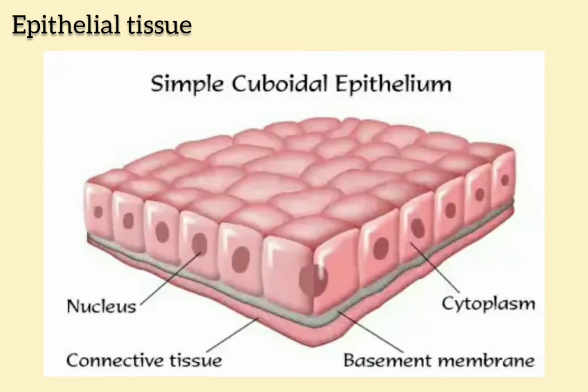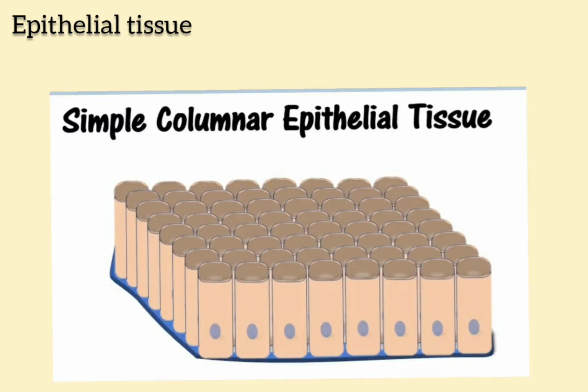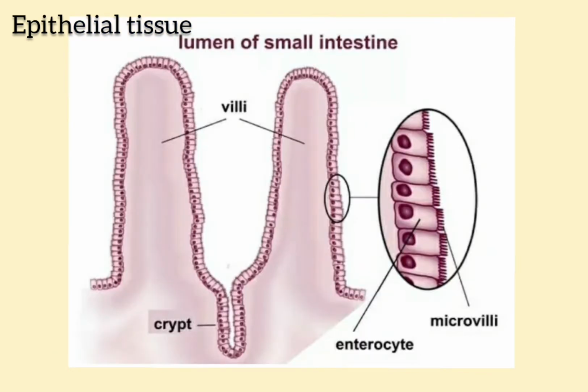The next type is simple cuboidal epithelial tissue. It is there in the tubules of the kidney. It helps in absorption and secretion from or into the kidney filtrate. The next type is the simple columnar epithelial tissue. It is there in the intestinal lining. This tissue helps in absorption of nutrients.